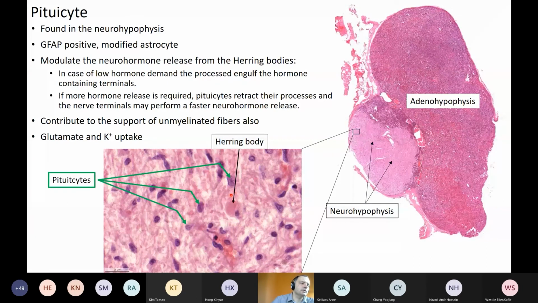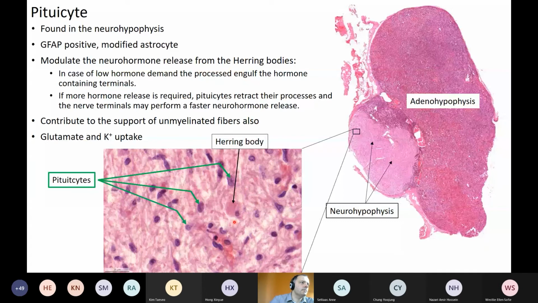pull back their processes. If we don't need that much hormones at a certain moment, then the pituicyte processes will envelop, will surround the Herring bodies and kind of seal them. And then if we need the hormone, they pull back their processes, and then the way is open towards the sinusoid capillaries, which can then pick up the hormones. This is how they work.